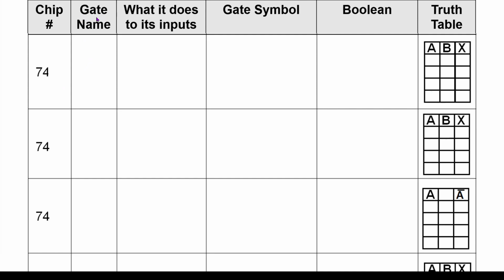The name of the gate, they all have a name. We're going to explain what each one does. We've already talked quite a bit about the AND gate, and we'll be including that in this group. There is a symbol that is used to represent the gate, the schematic symbol for the gate. There's also a Boolean equation that is used to represent the gate. And of course, each gate has a representative truth table.